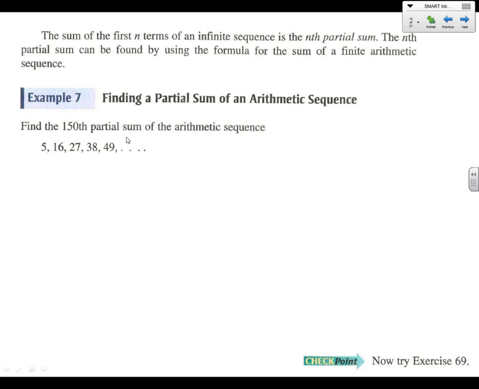Okay, and let's find the 150th partial sum of this arithmetic sequence. So this is saying we're going to find the first 150 numbers and add them up. All right, so we can use the same formula we've been using, but we do need to figure out what the 150th number is. So the 150th number, we're going to use our first formula we've got. The first number on the list is 5, plus n minus 1, and we know what n is, 150 minus 1, times, what's the jump here? 5 to 16 is plus 11, so times 11. So this is 5 plus 149 times 11.